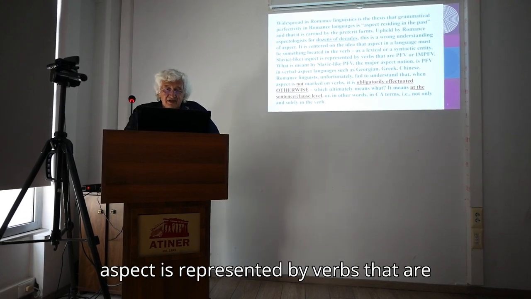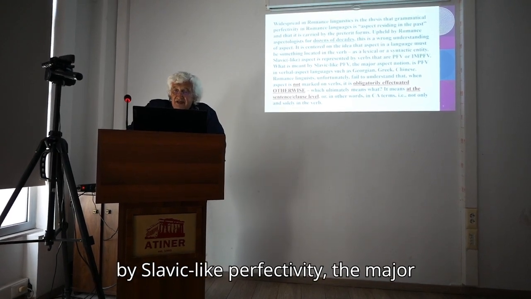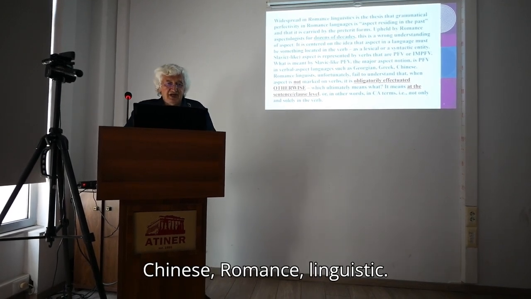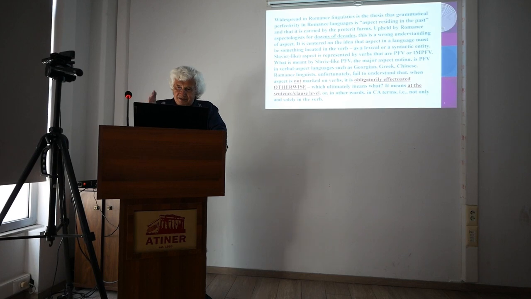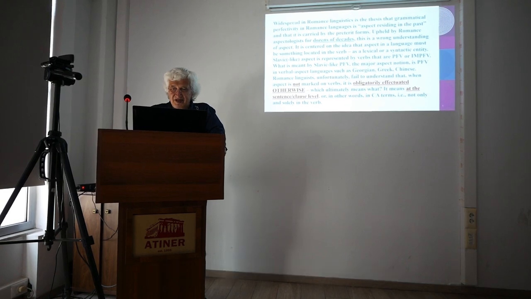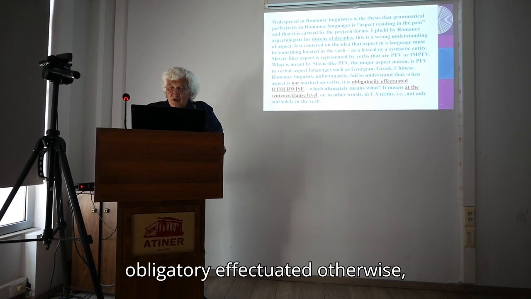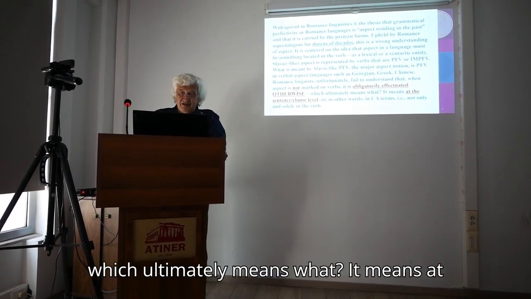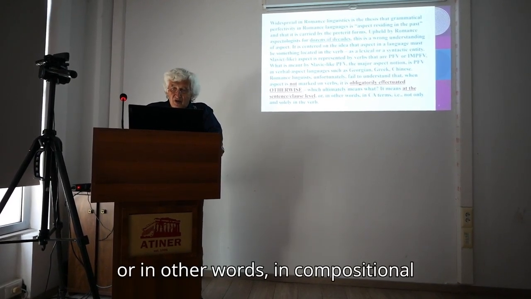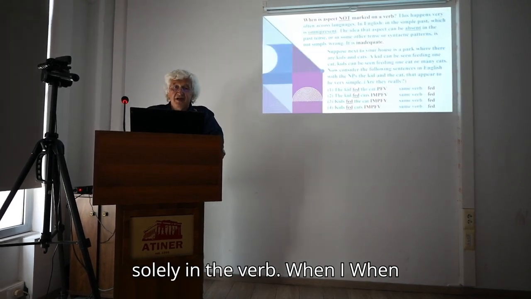Slavic-like aspect is represented by verbs that are perfective or imperfective. What is meant by Slavic-like perfectivity, the major aspect notion, is perfectivity in verbal aspect languages such as Georgian, Greek, Chinese. Romance linguists, unfortunately, fail to understand that when aspect is not marked on verbs, it is obligatorily effectuated otherwise, which ultimately means at the sentence level or the clause level. Or in other words, in compositional aspect terms, that is, not only and solely in the verb.